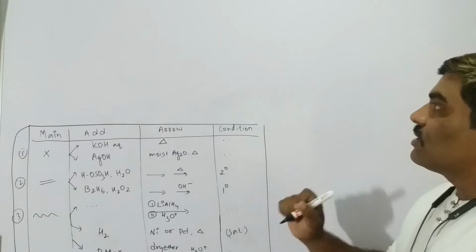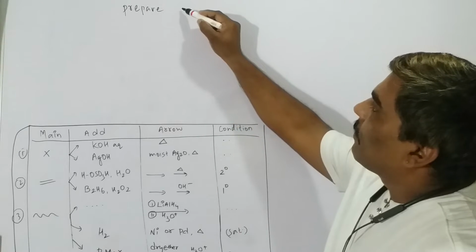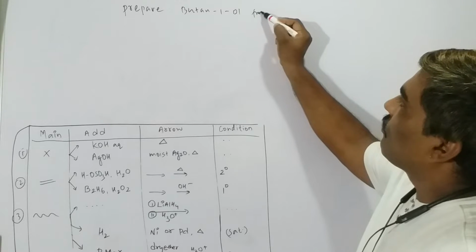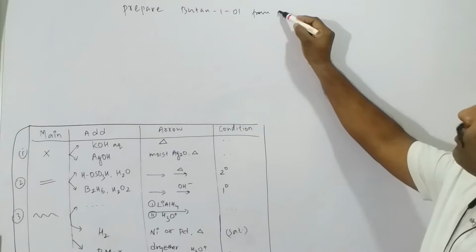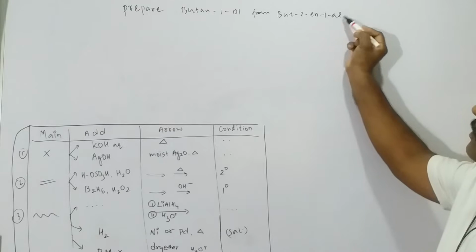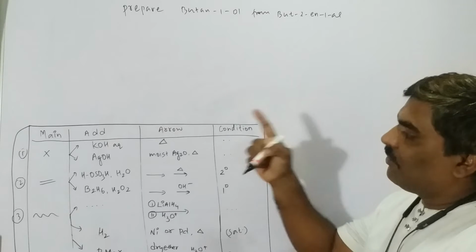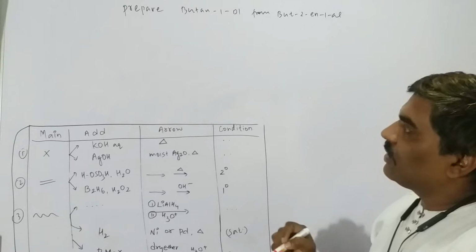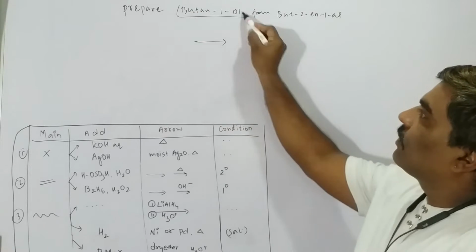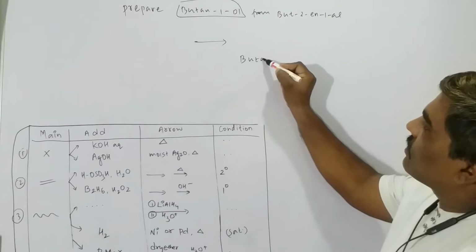Now see, suppose the question is: prepare butan-1-ol from but-2-enal, with the help of this table. So the very first thing is you write an arrow. What do we want to prepare? Butan-1-ol. So try to write the structure for this.